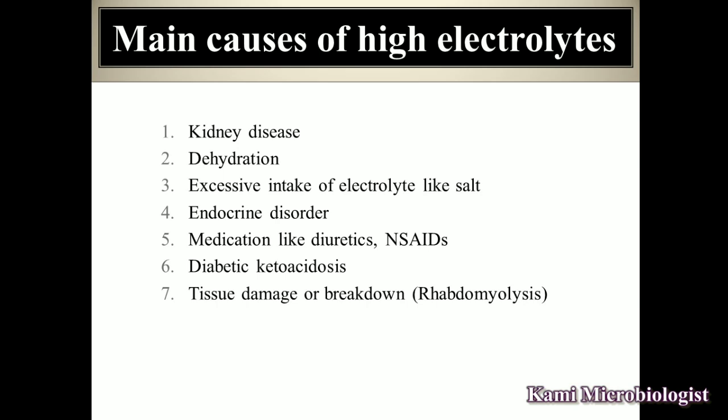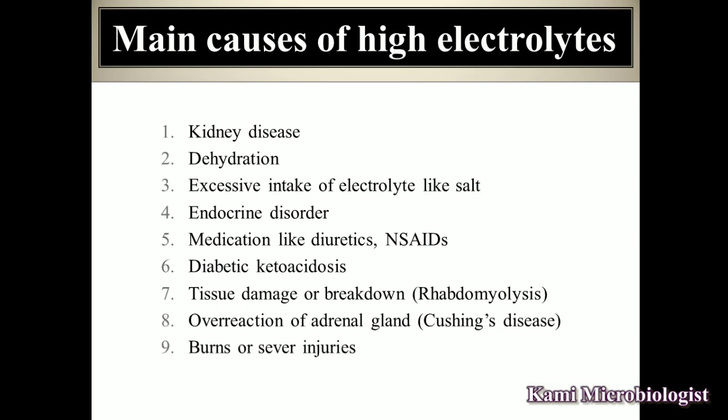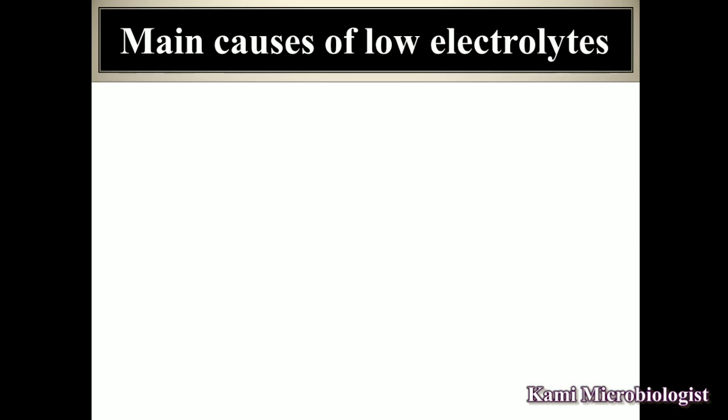Seventh, we have tissue damage or breakdown, which we also call rhabdomyolysis. Overreaction of the adrenal gland, like Cushing disease, burns and severe injuries. So these are the main causes through which the electrolyte will get high.